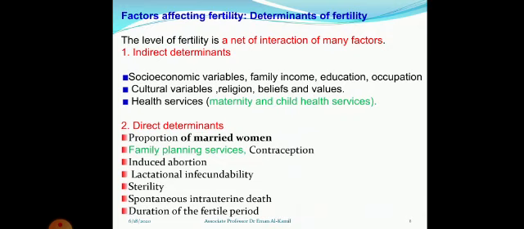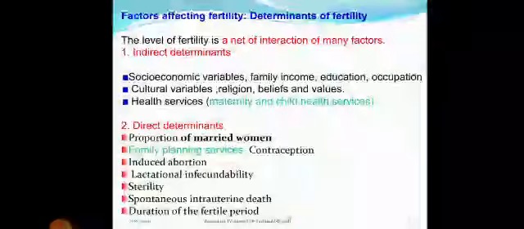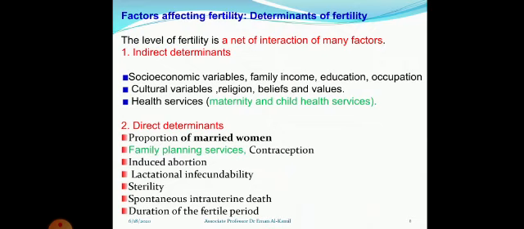It is divided into indirect or direct determinants. The indirect determinants are such as the socioeconomic status, family income, education and occupation, cultural variables, religion, beliefs and values, health services, and maternity and child health services. All this is regarded as indirect factors which affect fertility, because people of lower socioeconomic status have low education, so they have higher fertility.